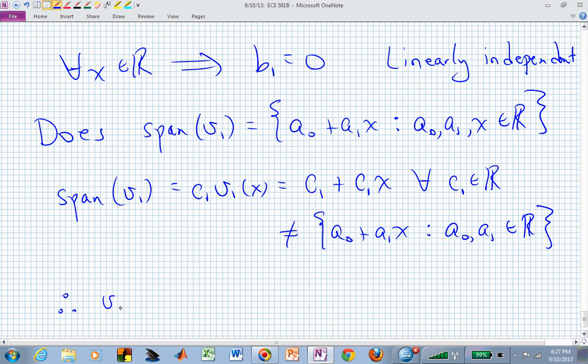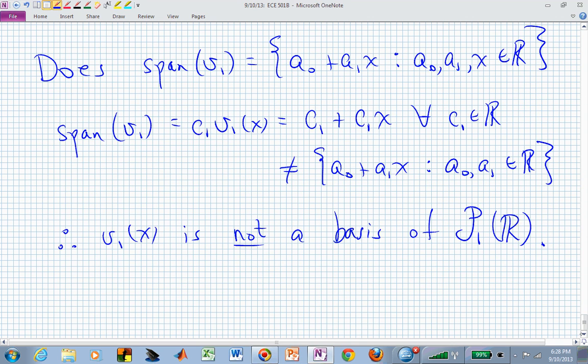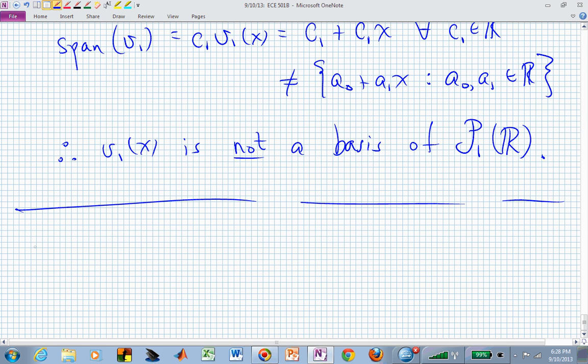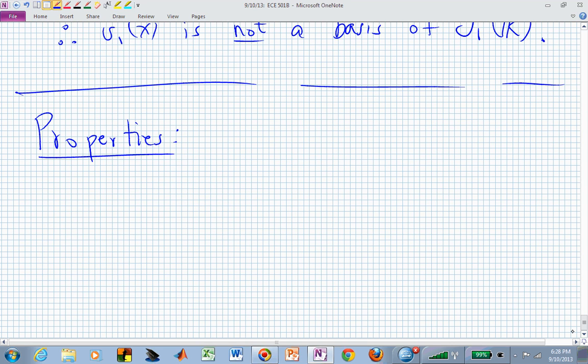For that reason then, v1 of x is not a basis of the set of first order polynomials. And you could look at other examples to help you with that. Let's finish up by looking at some properties, and these I'm just going to simply state, and you can look at their proofs and definitions or examples. You can come up with examples or think about examples by looking at the pages in Axler.